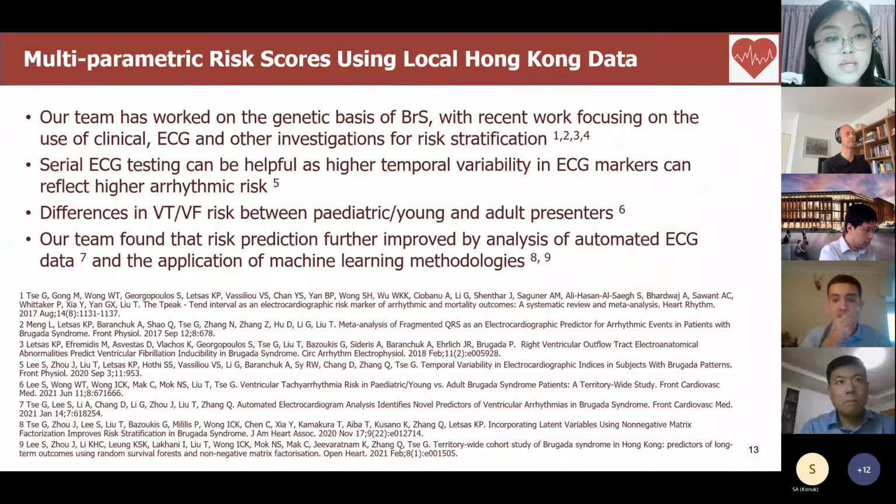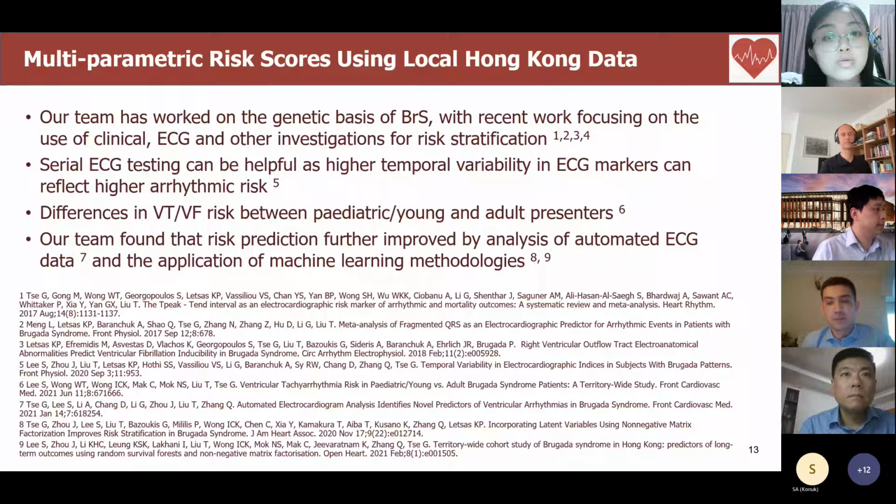Based on these findings, our team has worked on the genetic basis of Brugada syndrome, with recent works focusing on the use of clinical, ECG, as well as other investigations for risk stratification. We've also found that serial ECG testing can be helpful, since higher temporal variability in ECG markers can reflect higher arrhythmic risk. There's also a difference in ventricular tachyarrhythmic risk during follow-up between those who presented early in their childhood versus those who presented in their adulthood. We've also found that the risk prediction is further improved by the analysis of automated ECG data, as well as the application of machine learning methodologies.